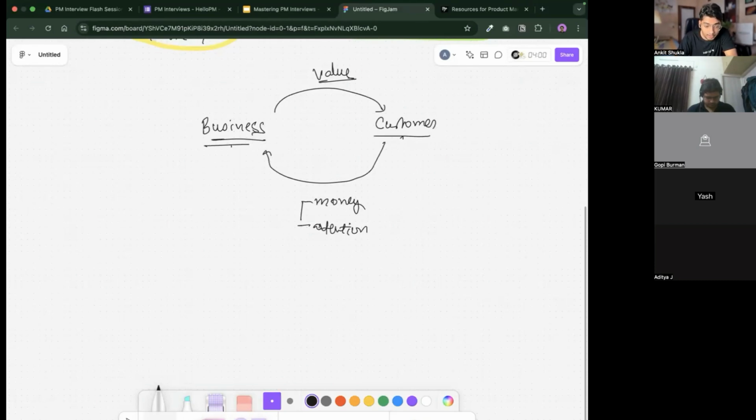Okay, now how do they provide value to the customer? Value means that there is some problem or some desire in the life of the user.